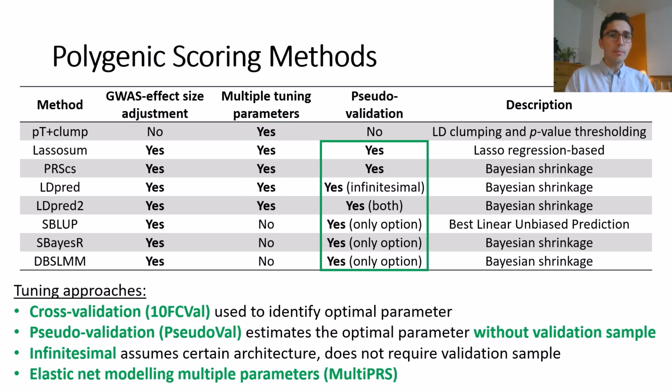In contrast, some methods provide a pseudo-validation approach, whereby the optimal parameter is estimated based on the GWAS summary statistics alone, not requiring a validation sample. Another approach that doesn't require a validation sample is to assume an infinitesimal genetic architecture, though this approach works best for highly polygenic phenotypes. A third option is to model multiple polygenic scores based on a range of parameters, using methods such as elastic net to account for the correlation between the polygenic scores.